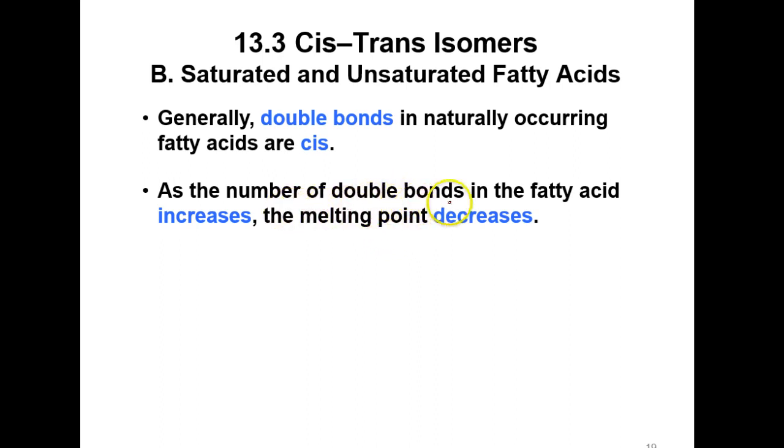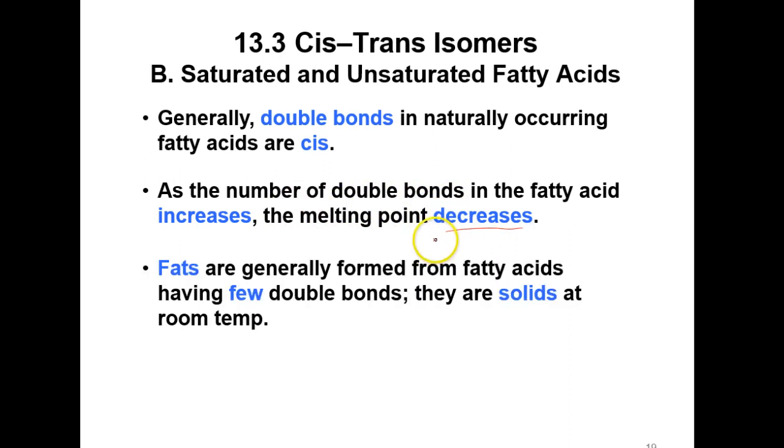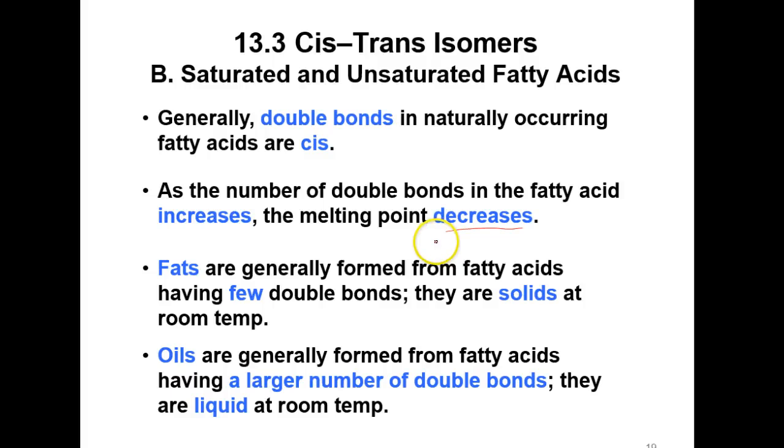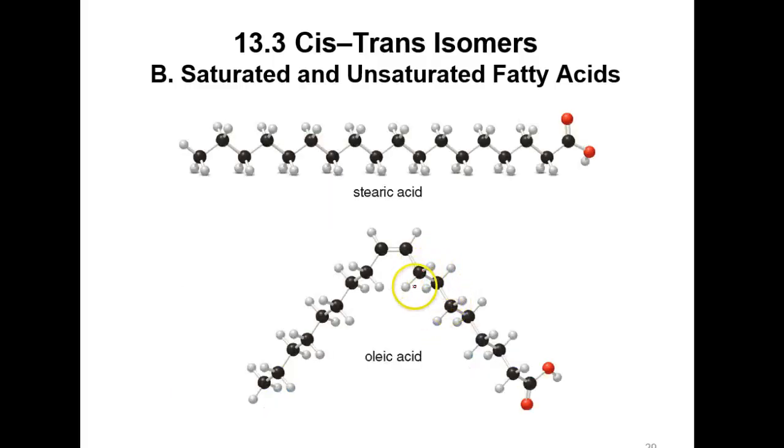As the number of double bonds in the fatty acid increases, the melting point decreases, so it becomes more of a liquid, all right? Fats are generally formed from fatty acids having few double bonds. They are solids at room temperatures. All right, oils are generally formed by fatty acids that have a large number of double bonds. Okay, so let's look at the structures.